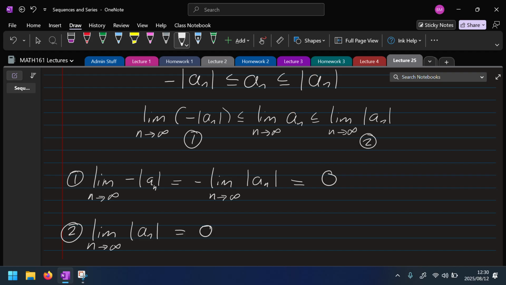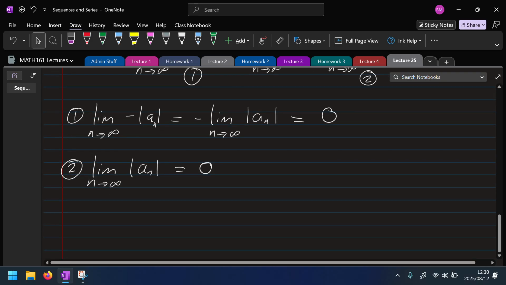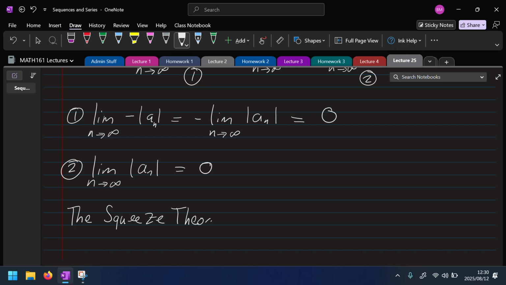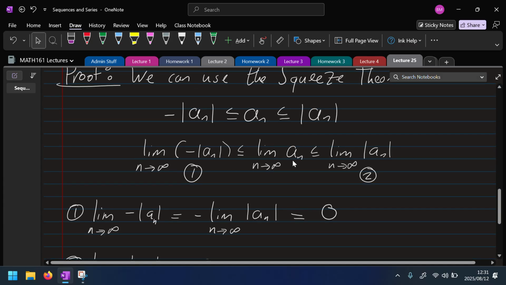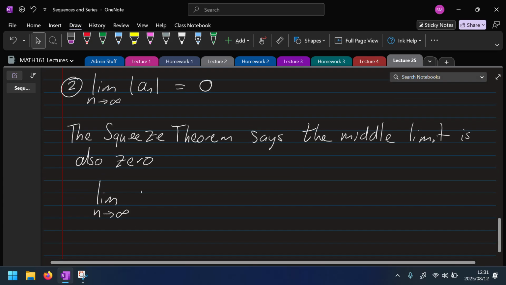So the squeeze theorem says that the middle limit is also 0. Yeah, so we can write this as the limit as n goes to infinity of that middle one, a_n just by itself, is also 0.